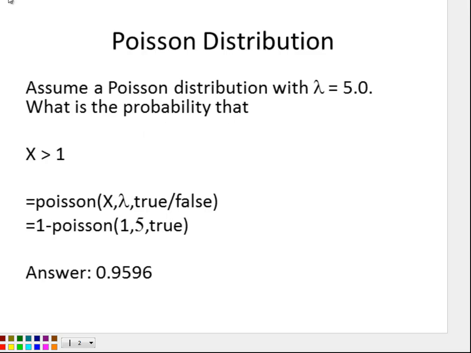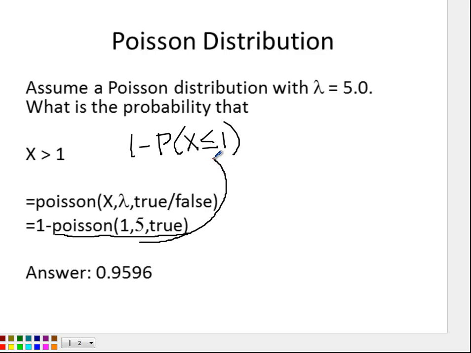If we want to know the probability that x is greater than 1, once again, we don't have an Excel command for greater than. So what you should do is put 1 minus the probability that x is less than or equal to 1. And so we just put 1 minus and then the Poisson command, which would be 1, and then 5, and then true. And you get an answer 0.9596.